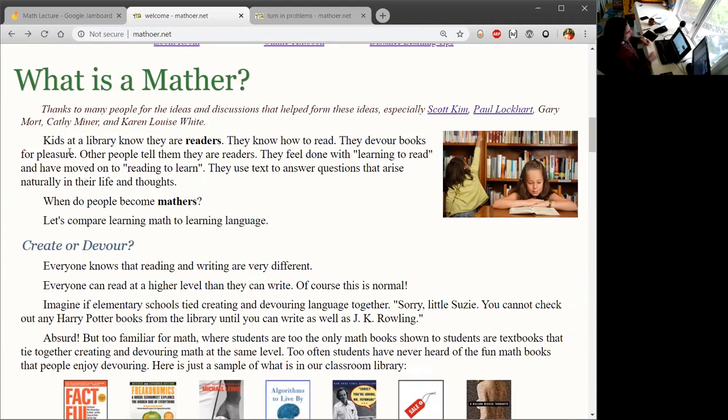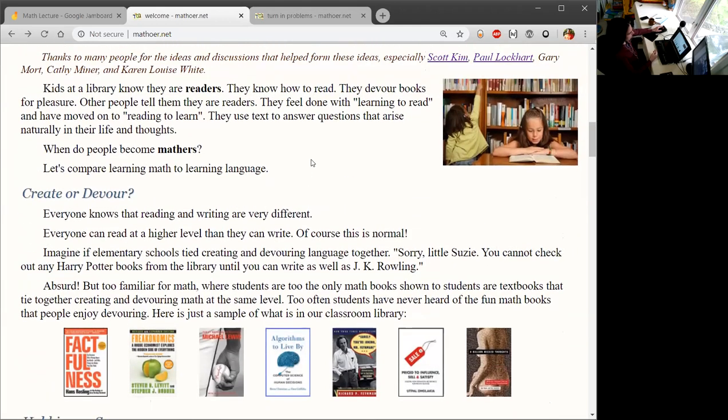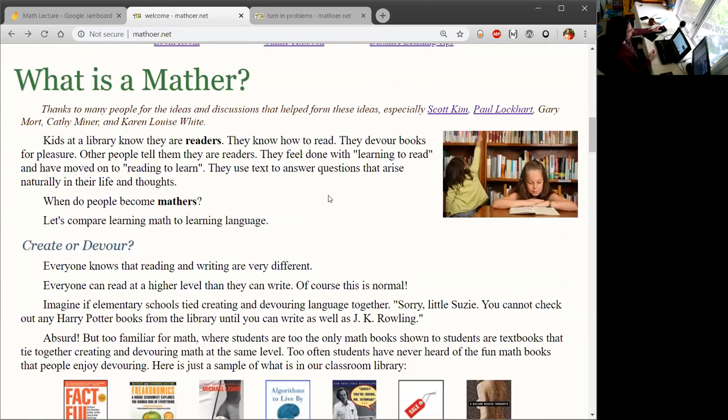If I have a kid, like my two young boys in elementary and middle school, they know they are readers. They know how to read. They read for pleasure. Other people have told them, you are a reader. They feel done with learning to read, even though there are words they don't know, and they have moved on to using reading to learn. And they can use words to answer questions. Sometimes they will say, I don't know. My older son, who is now 12, was reading Dave Barry books because he wanted funny things, and he didn't know what hanging chads were, so we had to talk about that. But sometimes we'll just send him to Google and say, no, look this up yourself.